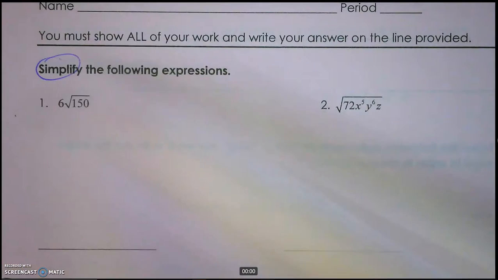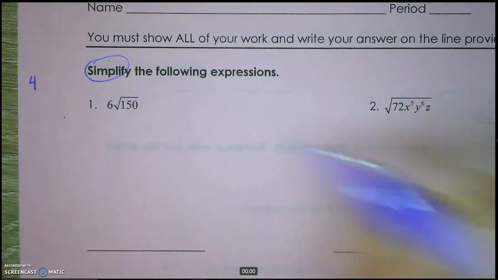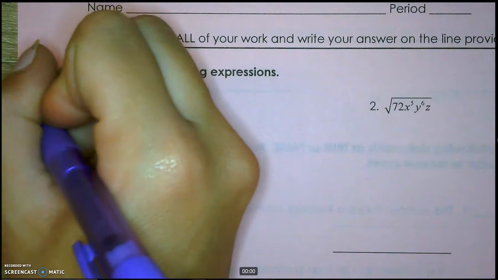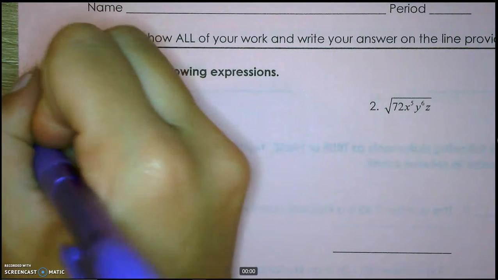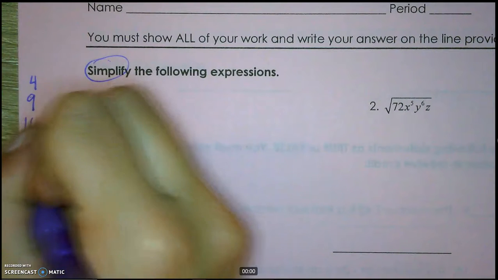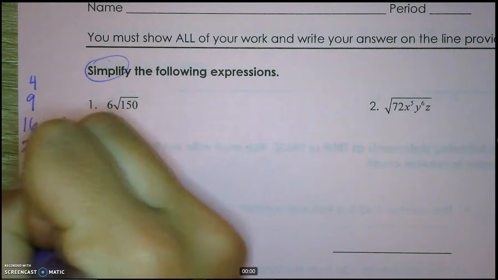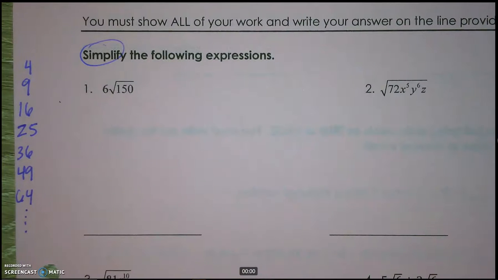Okay, we're going to simplify the following expressions. Off to the side, I probably would just go ahead and reference my perfect squares. 2 times 2, 3 times 3, 4 times 4, 5 times 5, 6 times 6. You get the point, and just kind of look at these off to the side and think about them.